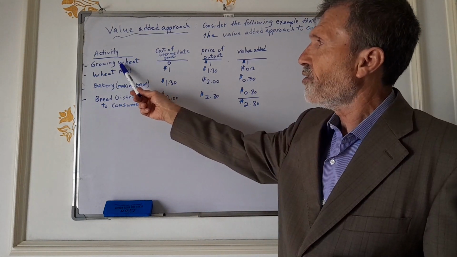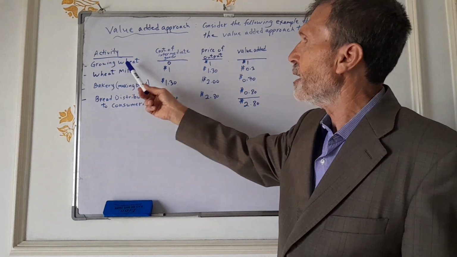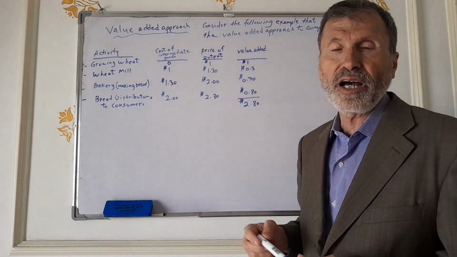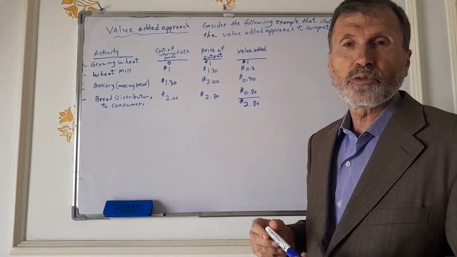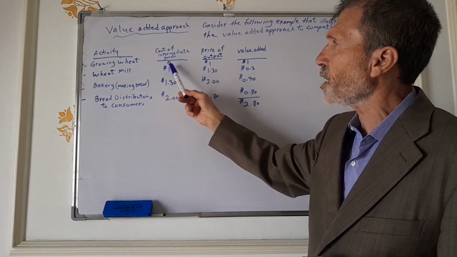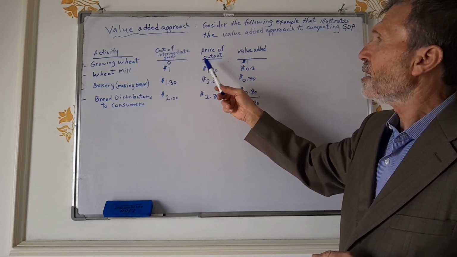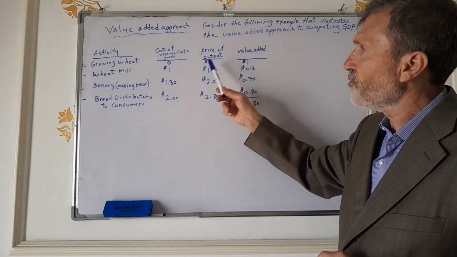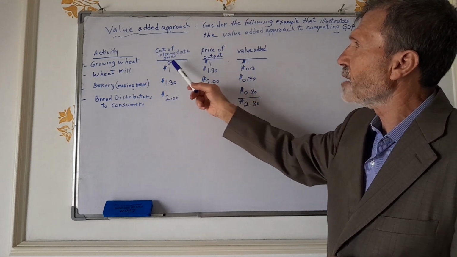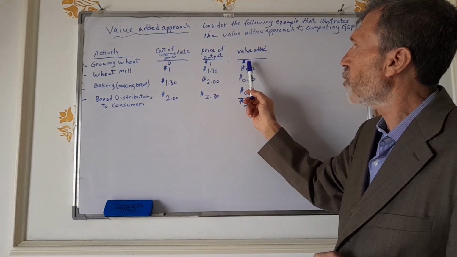The first stage of producing bread starts with growing wheat. Of course, the farmer doesn't have any input that enters into the production of wheat. Therefore, the cost of the intermediate good in this stage of production is 0. And he sells the wheat for $1. Therefore, the value added in this stage of production is $1. $1 minus 0 is equal to $1.